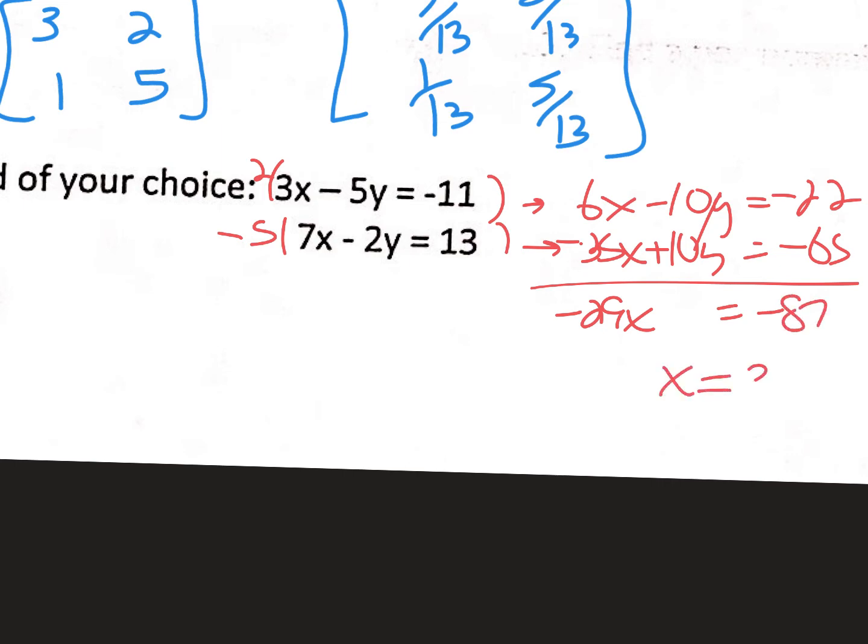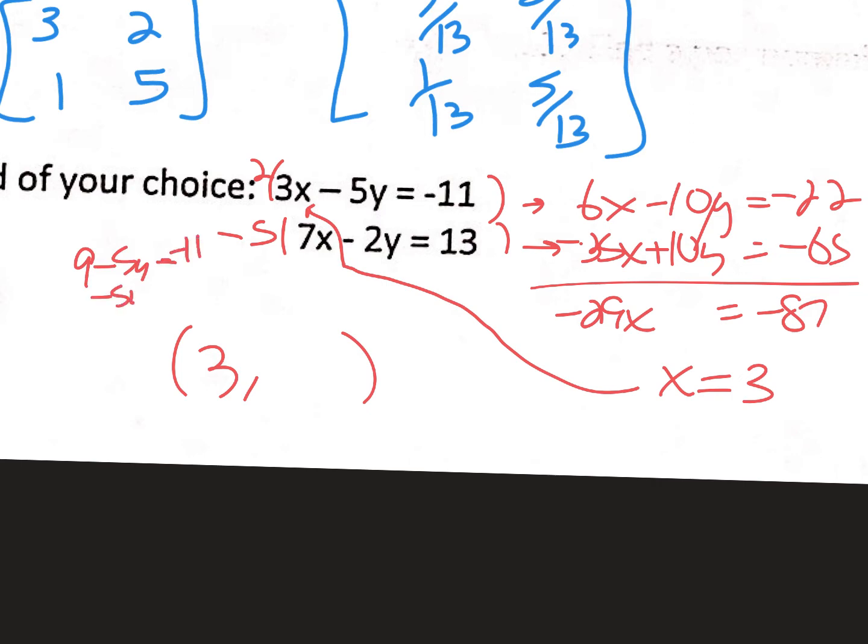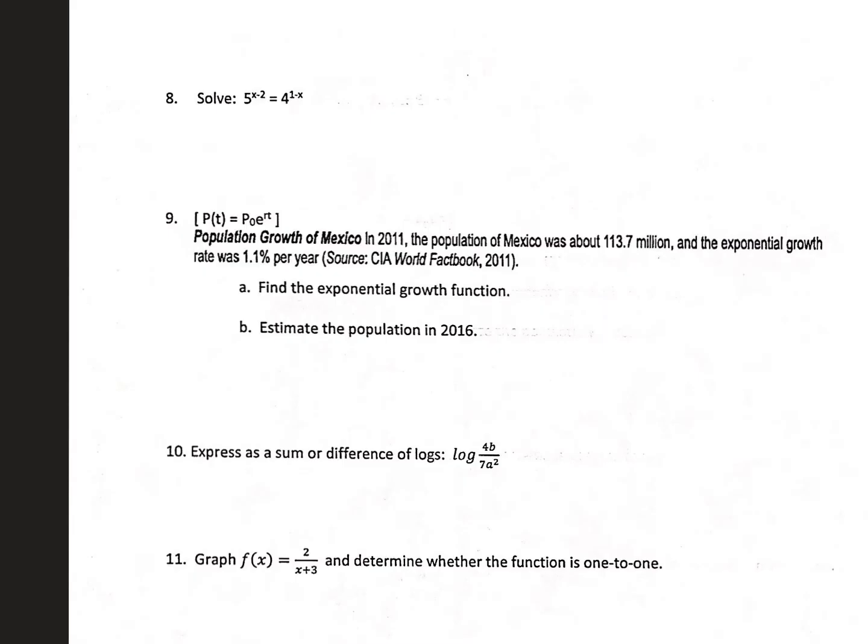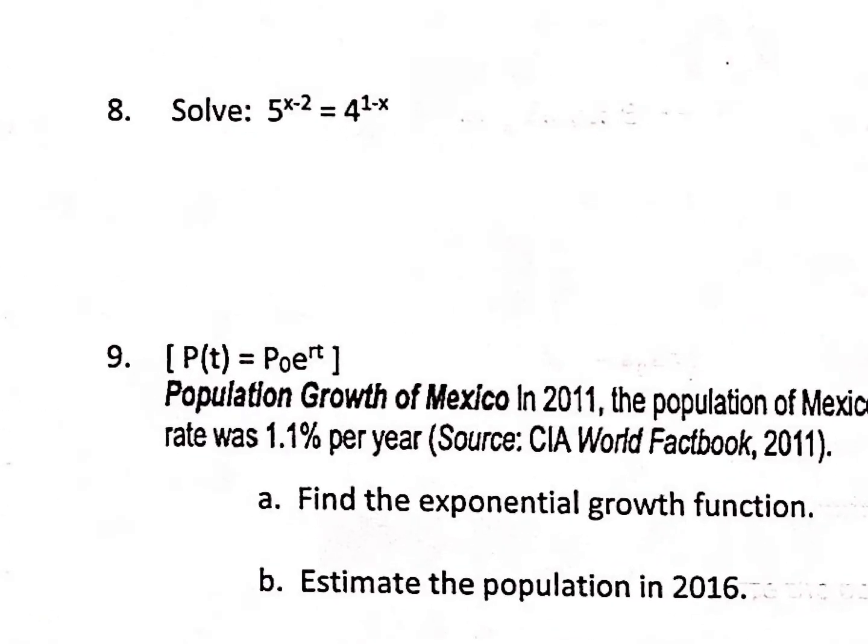29 happens to go into 87 3 times, so my x is 3. I'm just going to plug that back in to the top. 3 times 3 is 9, minus 5y is -11. Move the 9 to the other side. That's going to be -20. So y is going to be 4. So there's my answer, 3, 4. Number 8, maybe the longest one on here.